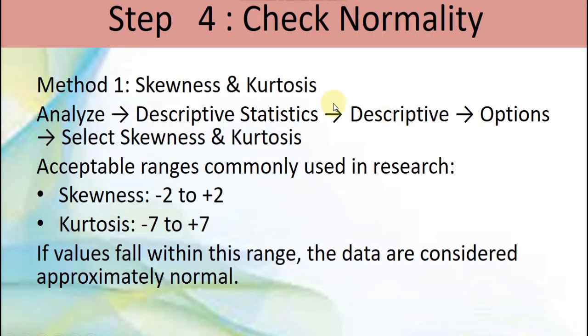Next step is checking normality. We have to check normality for scale data. There are a lot of methods. Among that, this is the simple and easiest way for getting normality, skewness and kurtosis.